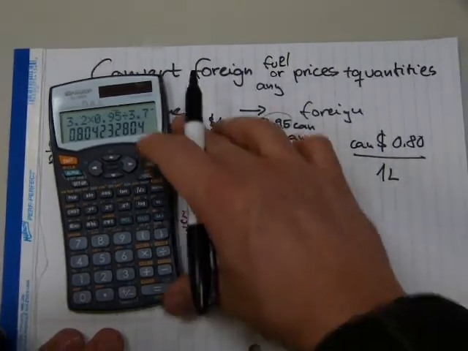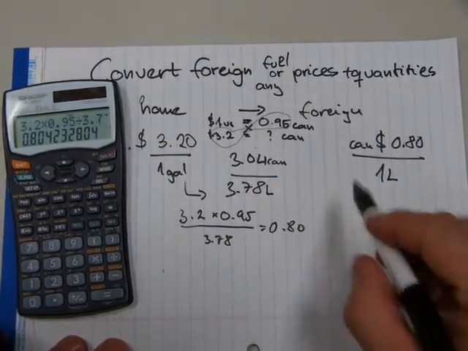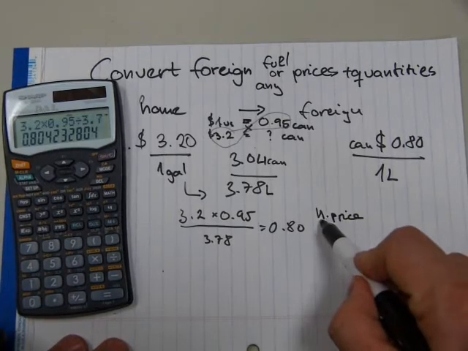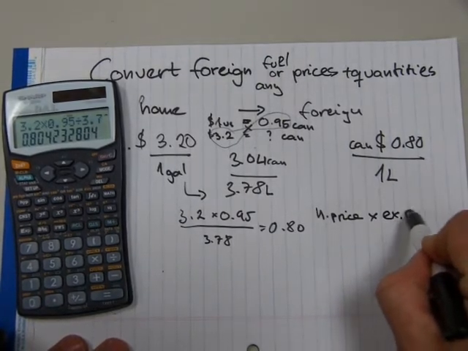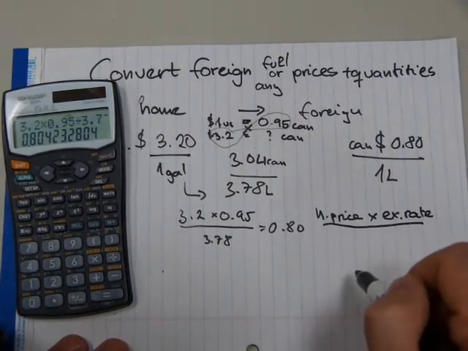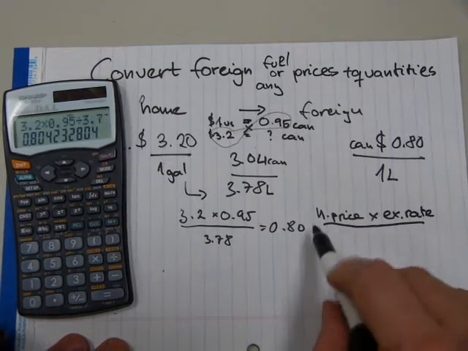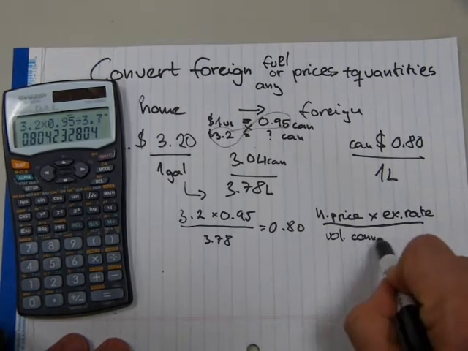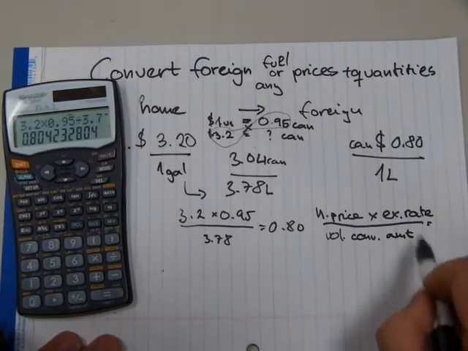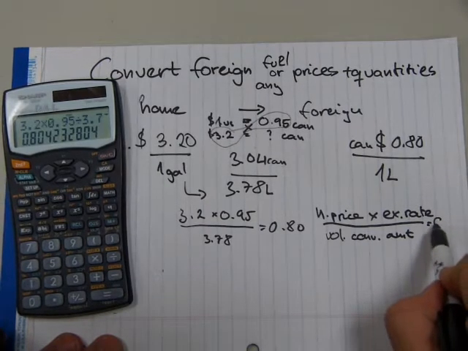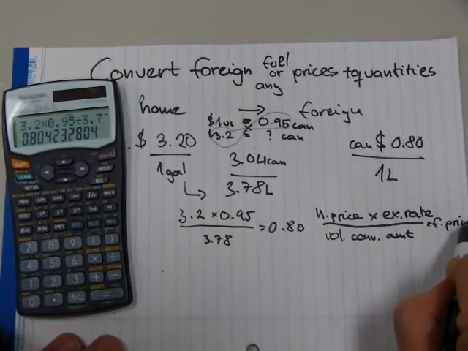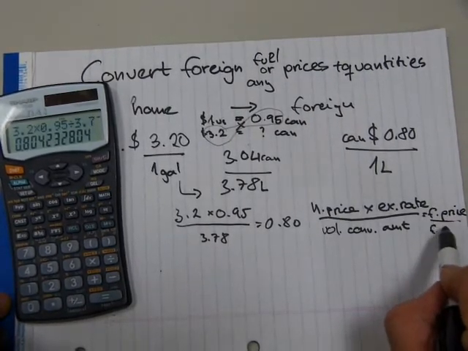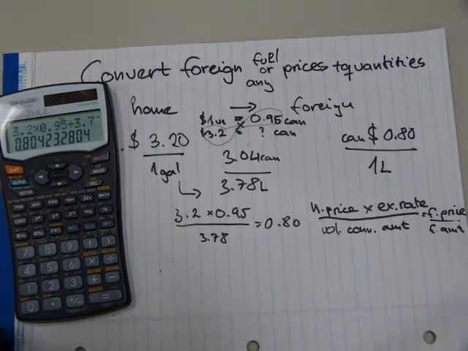So if you want to make a formula out of this one, 3.2 was the price at home. Home price was multiplied by the exchange rate, and the product of this multiplication was divided by the, I don't know, how do we call it, volume conversion amount, and we got the foreign price out of it over the foreign amount. Okay, so that's how we did it.